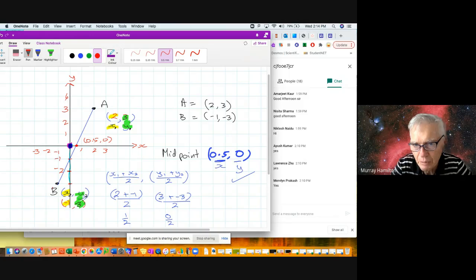Okay, that's the midpoint. Anyone confused? Put yes if you're confused, no if you're not.